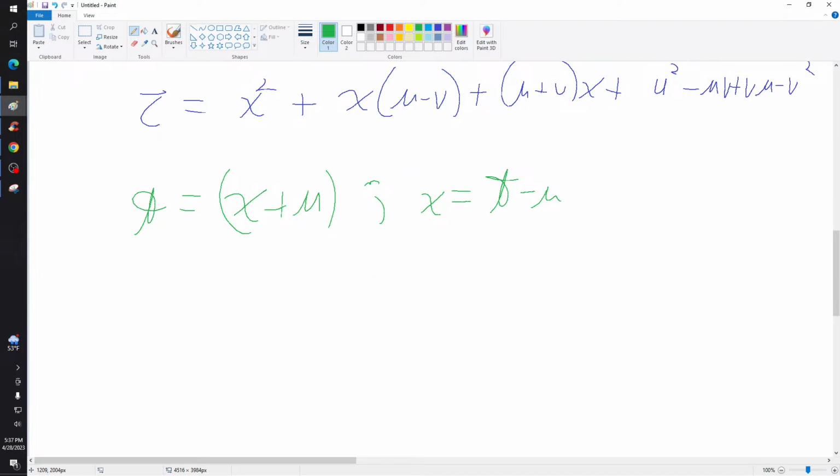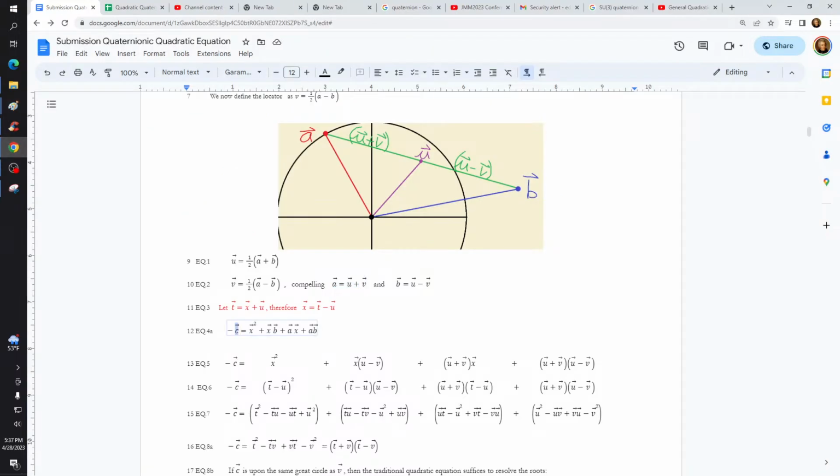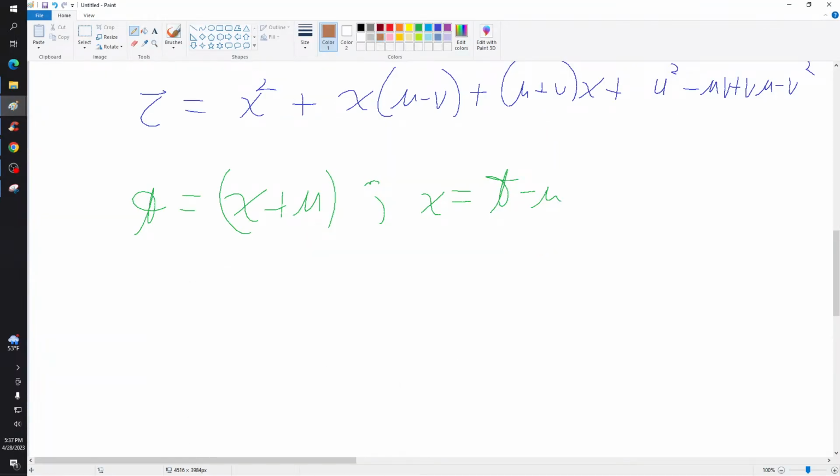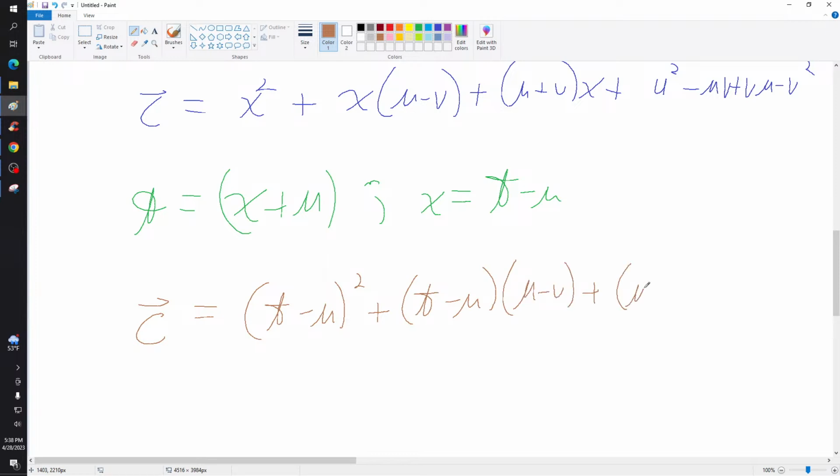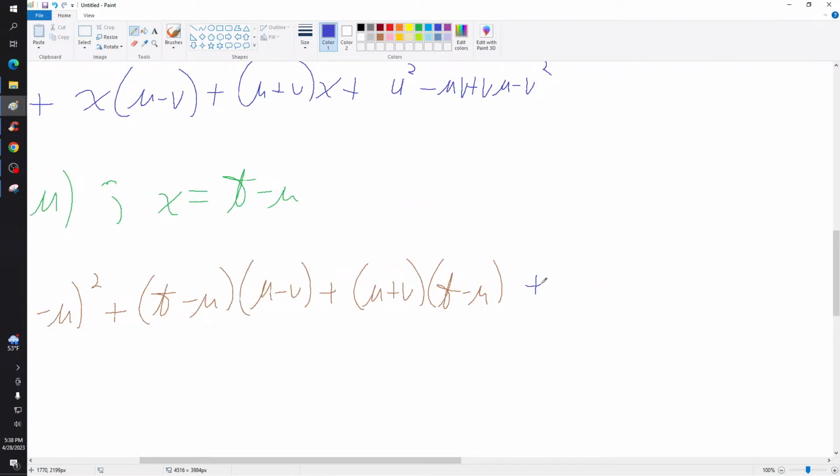So what happens when we plug in here? We get C. In the original notation, I used the variable negative C, but I'm actually more comfortable using just C. Anyway, so we have C equals T minus U squared plus T minus U, U minus V plus U plus V times T minus U plus, we're going to bring that down, U squared minus UV plus VU minus V squared.